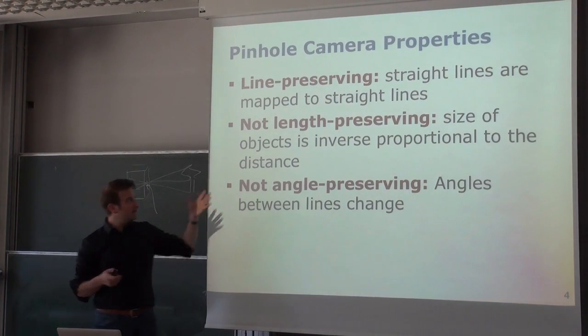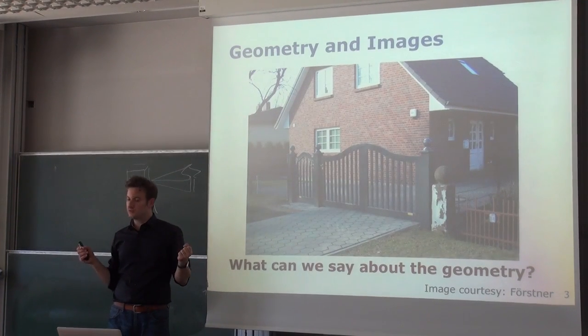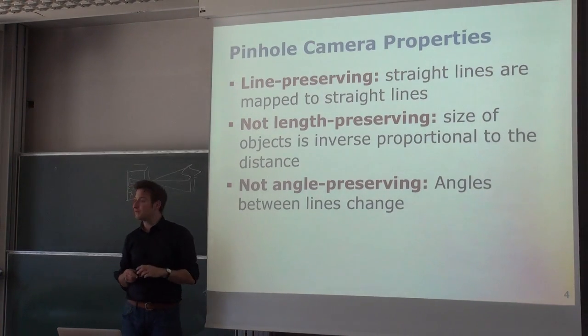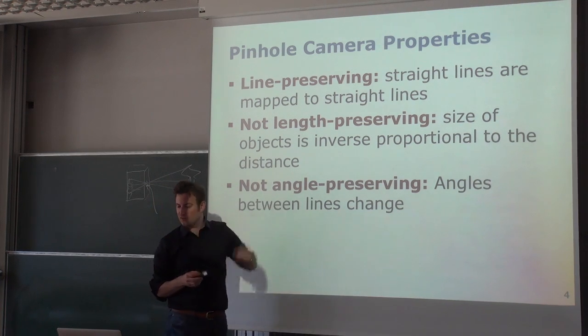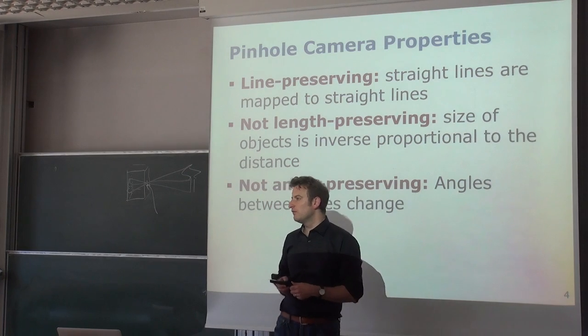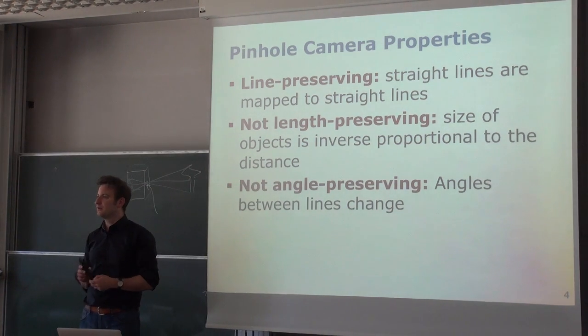So at least this image was straight-line preserving, so a straight line is mapped to a straight line, but the two other properties we mentioned, length preserving or angle preserving, do not hold for this mapping. Is the preservation of straight lines always true for, say, standard cameras or typical cameras?